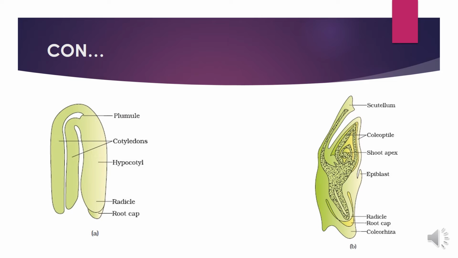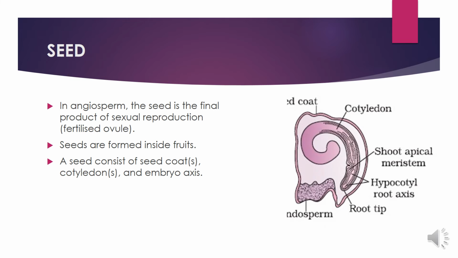At its lower end, the embryonal axis has the radicle and root cap enclosed in an undifferentiated sheath called coleorhiza. The portion of the embryonal axis above the level of attachment of scutellum is the epicotyl, and the epicotyl has a shoot apex and a few leaf primordia enclosed in a hollow foliar structure called a coleoptile. You can see in the diagram.